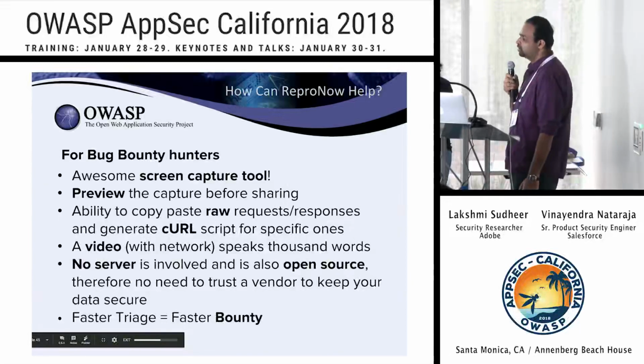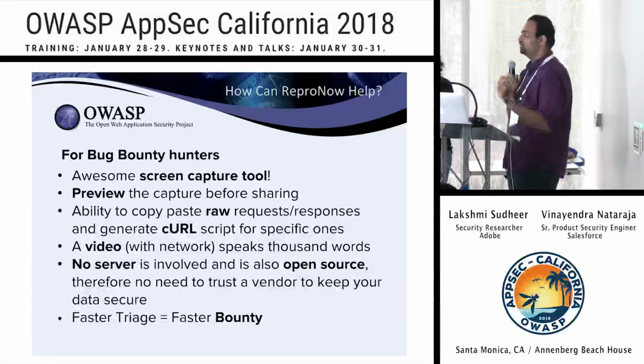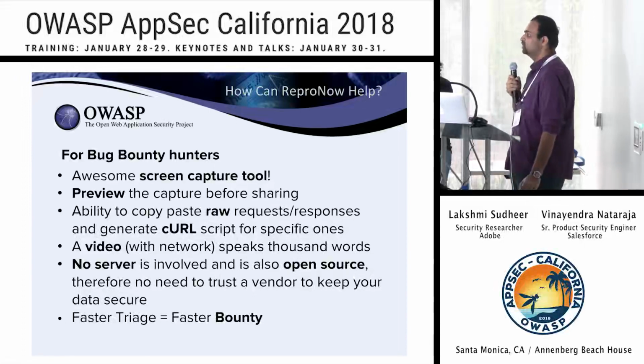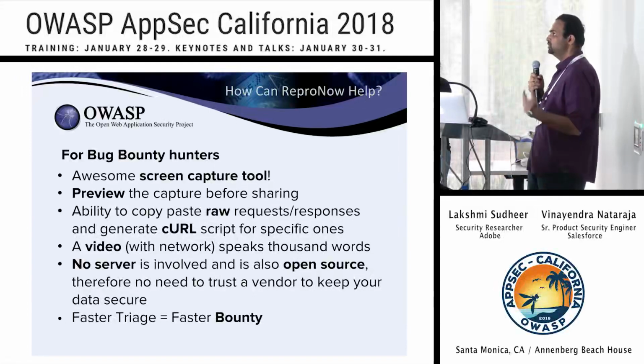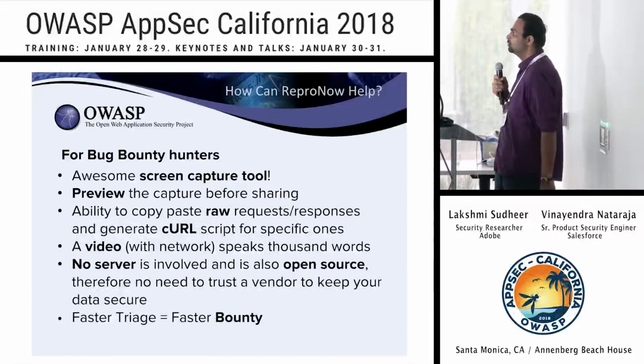Instead of writing a long report and explaining everything, it's better to have a video with the network interactions. It's easier not only for you when you're generating it, but also for the person who's triaging it, because since he knows the application, he can directly go to a particular URL and find out what went wrong.